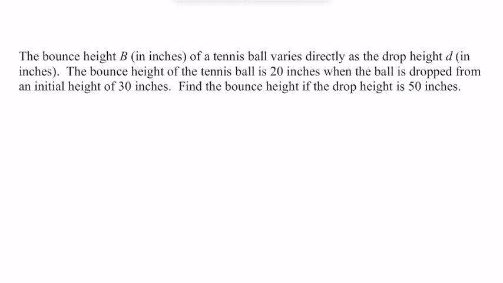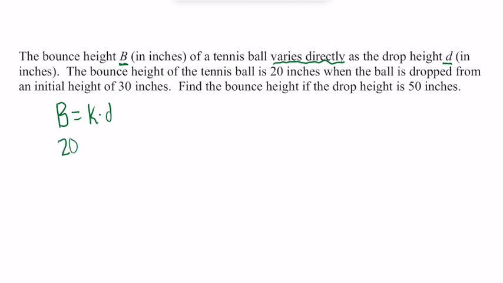The bounce height b in inches of a tennis ball varies directly as the drop height d. So essentially what that sentence is telling us is b varies directly as d. So our basic equation for this problem will be b equals k times d. Then it says the bounce height of the tennis ball is 20 inches when the ball is dropped from an initial height of 30 inches. We're going to use that information to help us figure out what k is. The bounce height is 20 inches.